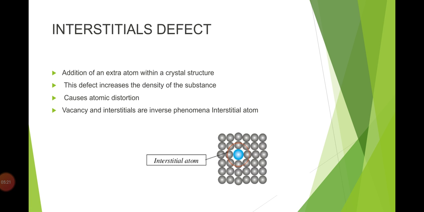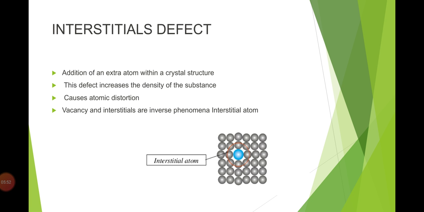Now the next one is the interstitial defects. Here we added some extra atoms. The addition of extra atoms into the crystal causes interstitial defects. This defect increases the density of the substance because there is an addition of extra atoms, which may be holes or electrons, to the crystal. So due to the addition of extra atoms, the mass and density will increase.